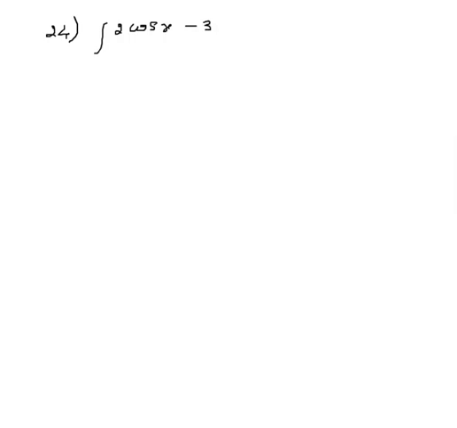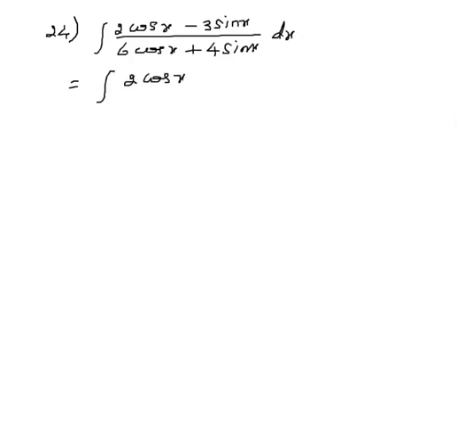24th question. Integral of 2 cos x minus 3 sin x divided by 6 cos x plus 4 sin x dx. In the denominator there is 2 common. Let me remove that 2. 2 cos x minus 3 sin x divided by 2 is common, which is 3 cos x plus 2 sin x, into dx.